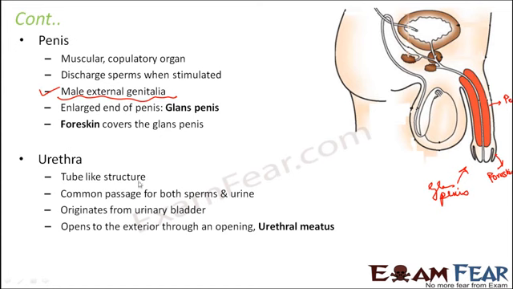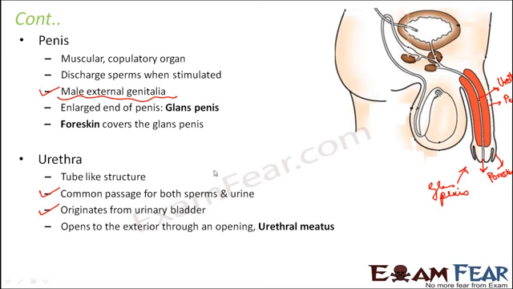Urethra is a tube-like structure which is a common passage for sperms and urine. If you see, urethra is this passage, and it is common for both. When a person wants to urinate, the urine will come out through urethra. When a person wants to secrete sperms, the sperms will also come through this path. So urethra is a common passage for both sperms and urine.